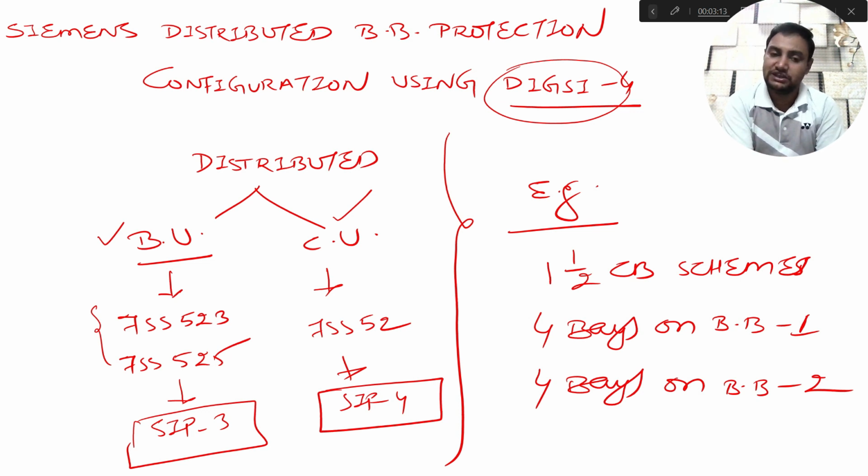are SIPROTEC 3 series, and the central unit, that is 7SS522, is a SIPROTEC 4 series relay.